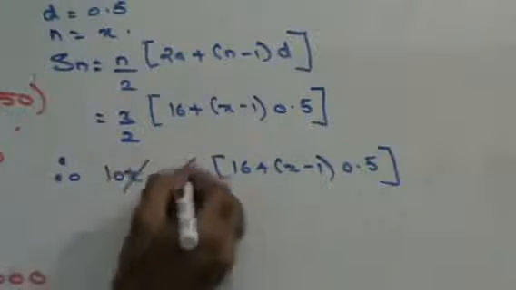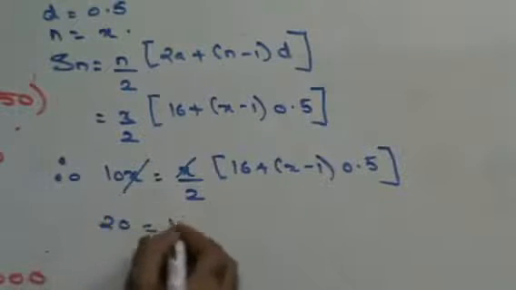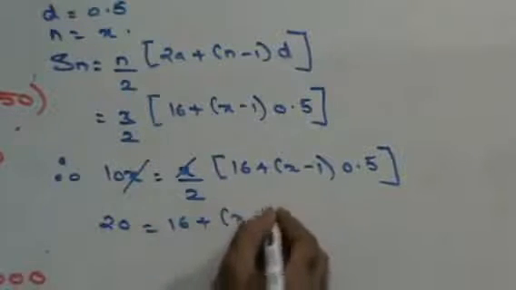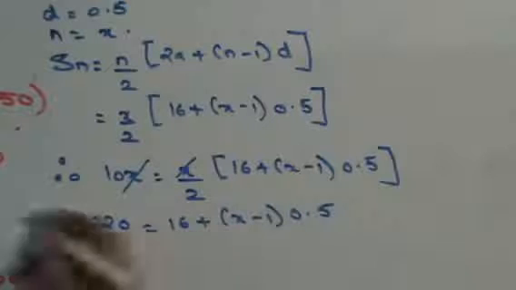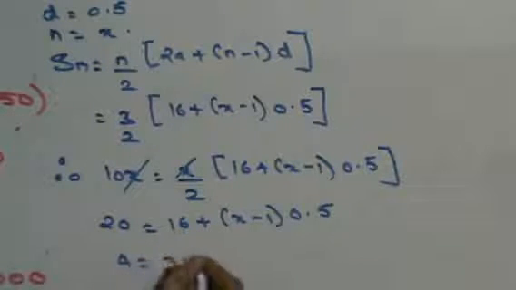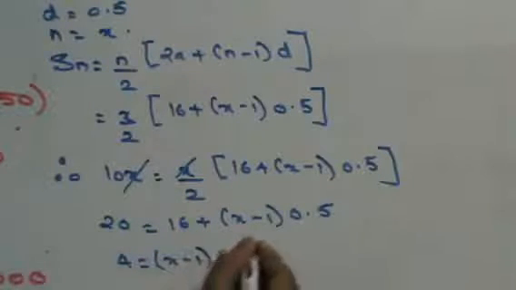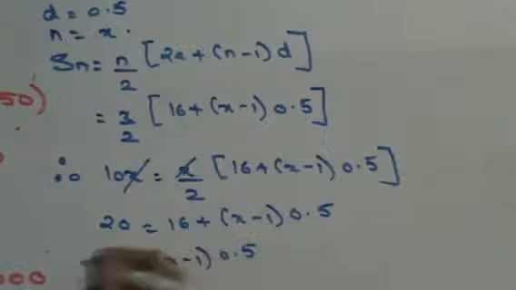So x and x get cancelled, so I'll get 20 is equal to 16 plus x minus 1 into 0.5. 4 is equal to x minus 1 into 0.5. Take this on the other side, so 8 is equal to x minus 1, x is equal to 9. After 9 hours, the two cars would meet. Fine, do you get this thing clear? Next.